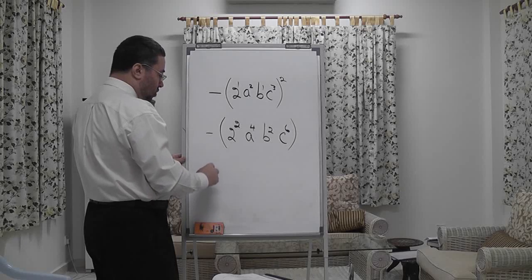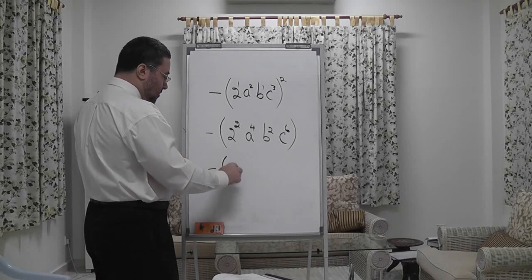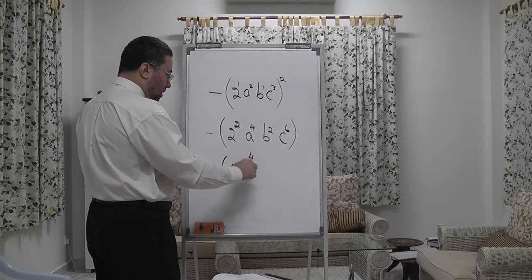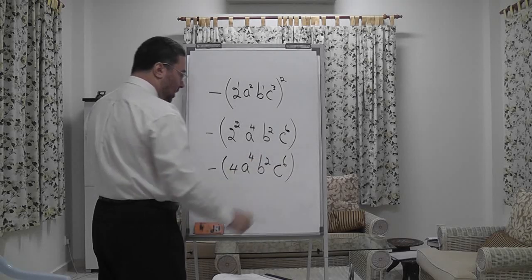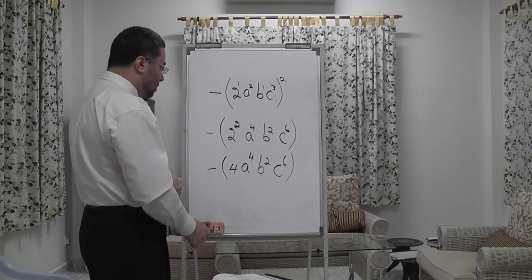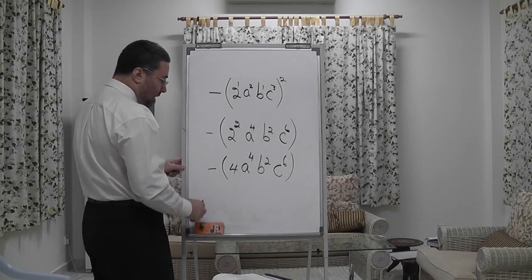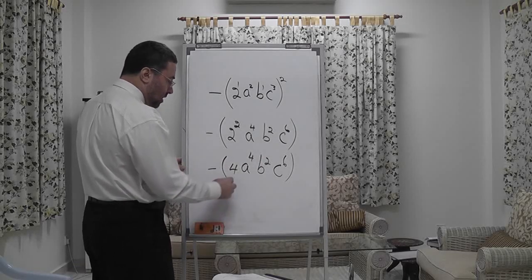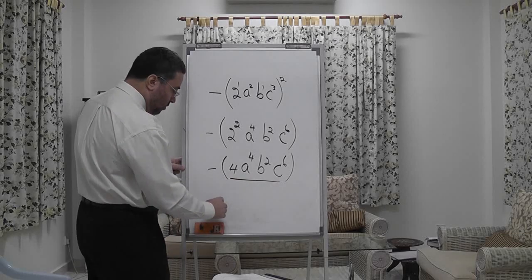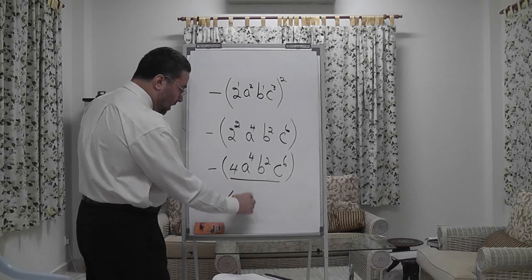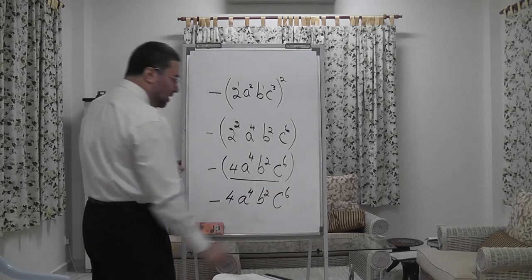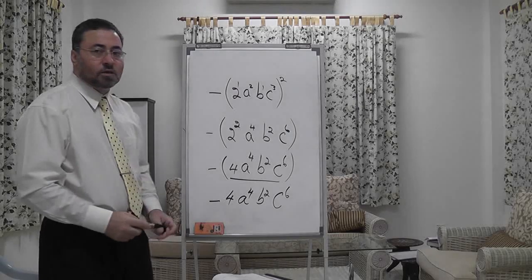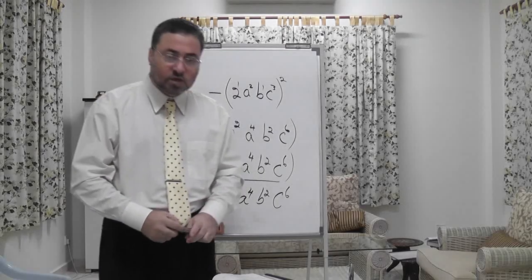2 squared is 4. The rest of the numbers will not change. Now we are going to multiply the minus times this number, and we get minus 4, a to the 4th, b squared, and c to the 6th. And that's the answer.